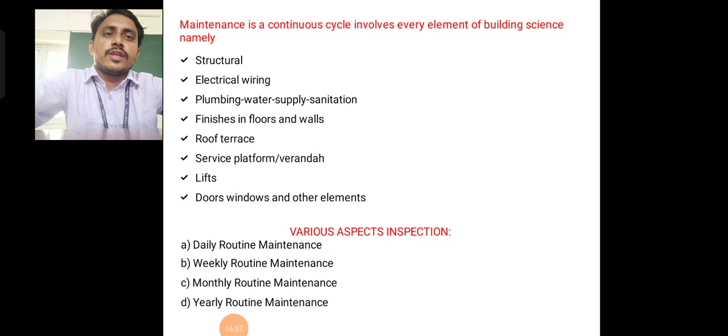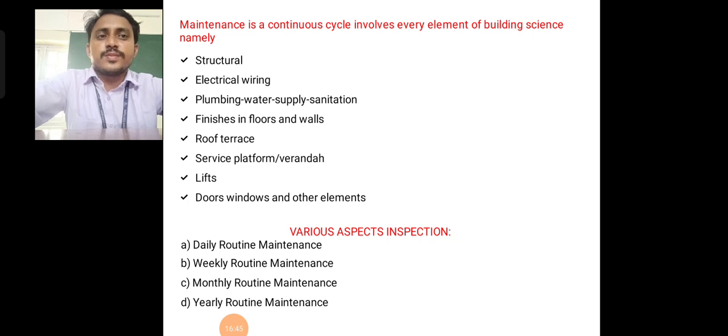Whenever there is a continuous cycle, what are the parameters you need to monitor? All the parameters: structural, electrical wiring, plumbing, water supply, sanitation, finishing of floors and walls, roof terrace, surface, platform, lifts and doors, windows and other elements. These factors must be checked and monitored in a continuous manner. In any structure you need to check all these things every time.